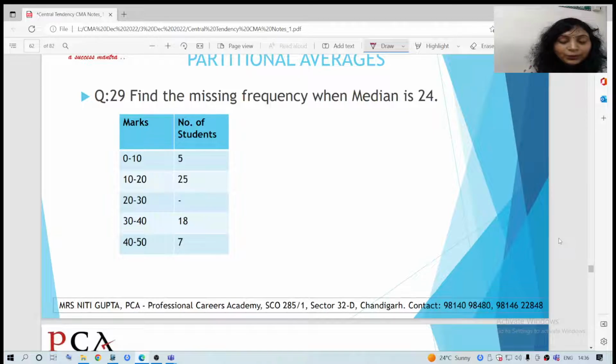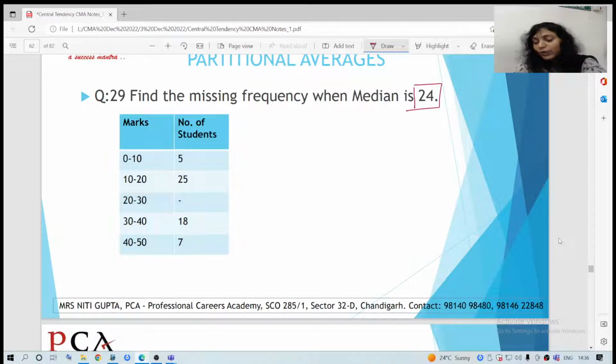So let's move to the first question. Find the missing frequency when median is 24. Now in this question you have been given the median value and one frequency is missing, and we have to find out the missing frequency. So how can we find it? First, you have to follow the same steps that we generally follow in case of partitional averages. First, the class intervals should be in ascending order. They are. Next thing, cumulative frequency.